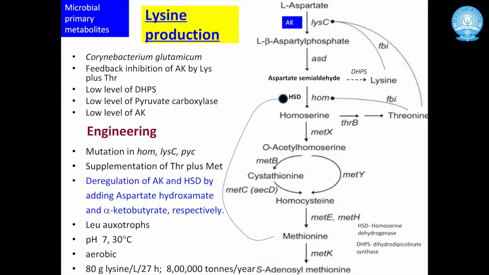Before this, let us see some more facts about lysine production in Corynebacterium glutamicum. Apart from feedback inhibition of aspartate kinase by lysine and threonine, there is a low level of DHPase production, which is dihydrodipicolinate synthase. So if there is a low level of this key enzyme, then the accumulation of lysine will not be up to what we expect. Another fact about lysine production in this bacteria is a low level of pyruvate carboxylase production.